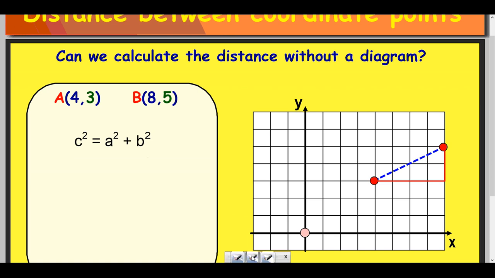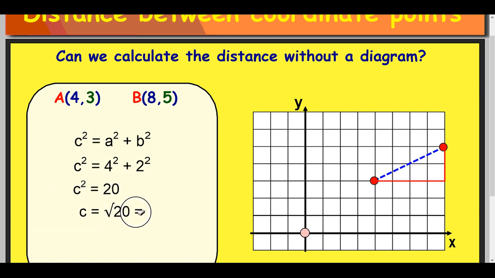So you could go straight into c squared equals a squared plus b squared, c being the hypotenuse, the longest side. So this is always going to be an add in Pythagoras. So we're looking at 4 squared plus 2 squared, and that's going to be 16 plus 4. So c squared is equal to 20. Then if you finish off by square rooting your answer, you're going to get 4.5 units.